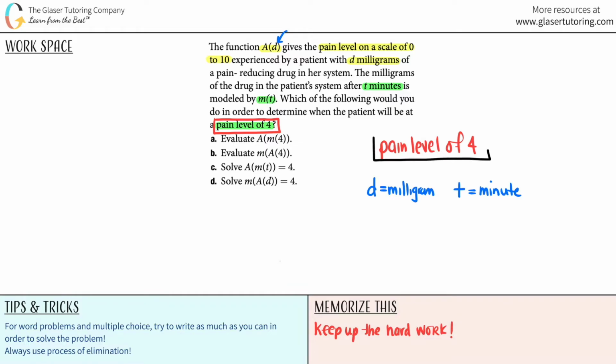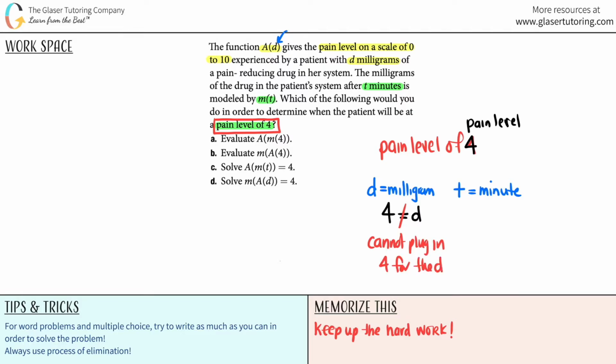Now we go back to the question. They want a pain level of 4. Can I use a 4 as a D value? 4 is only for pain level. Would that be equal to a D? D is only expressed in milligrams. No, right? Because this is a pain level, and this is how many milligrams somebody is getting. So these do not equal each other. That means I cannot plug in 4 for the D. Let's see if the T's work.